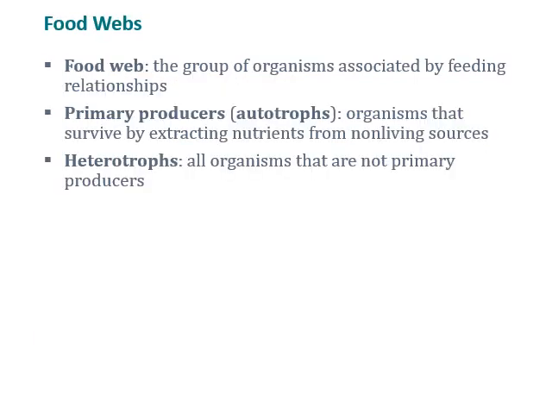Food webs are groups of organisms associated by feeding relationships. Primary producers, also known as autotrophs, are organisms that survive by extracting nutrients from non-living sources. This would be photosynthetic organisms. Also, there are some chemosynthetic organisms, meaning that they derive their energy from some chemical reaction that doesn't have to do with solar radiation. Heterotrophs are all other organisms that are not primary producers. So all fish, mammals, humans are all heterotrophs.